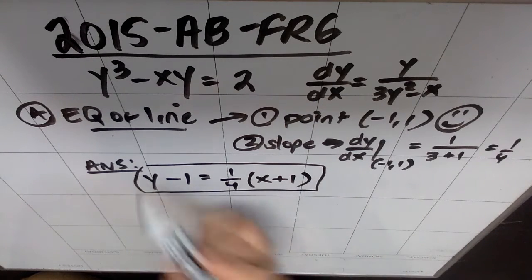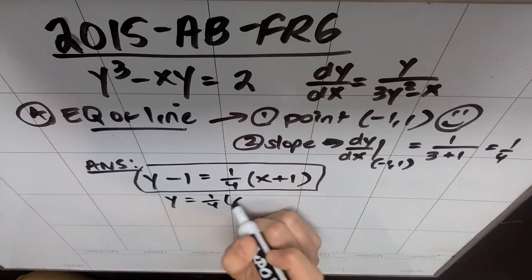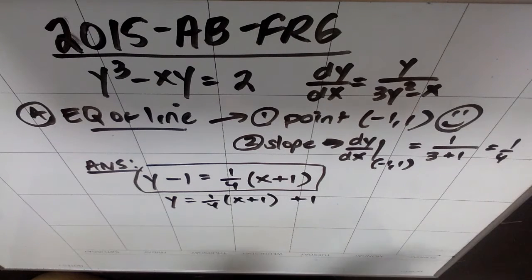If you want to solve for y because you just absolutely feel the need, I would not distribute the 1/4. I would just add that 1 over to the outside. Either of those answers are fine. They did not ask you to solve for y, so either of them should be fine.